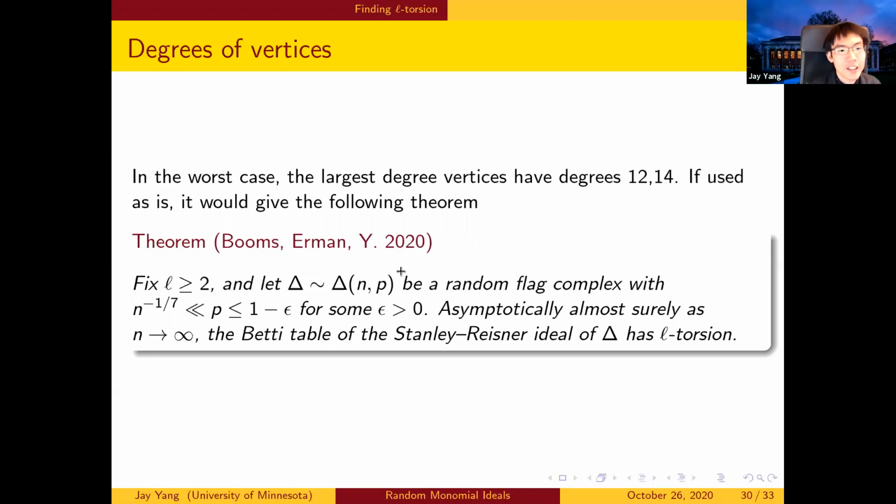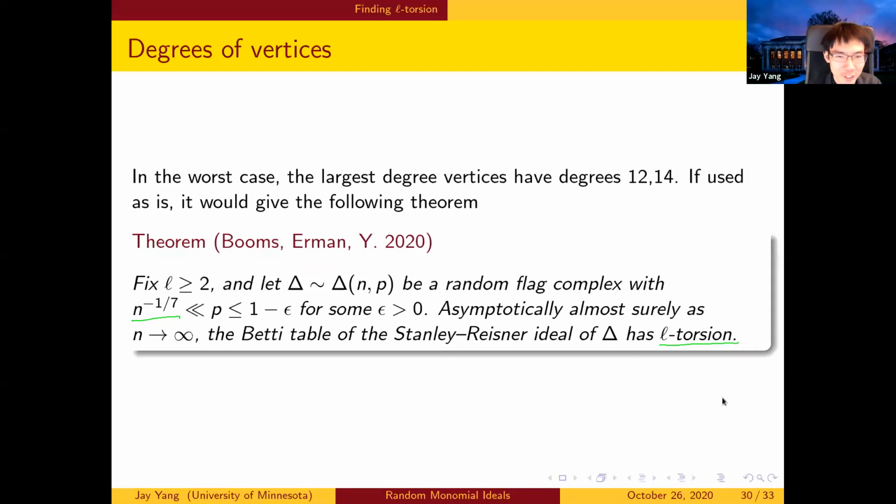And it says that for a random flag complex for this parameter, when p is greater than n to the negative 1/7, then asymptotically almost surely, the homology has L torsion. Right? For any L. This compared to 2 torsion before, this has L torsion for any L. But we can actually do slightly better through a pretty trivial modification to our construction.